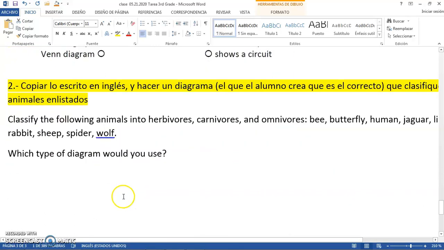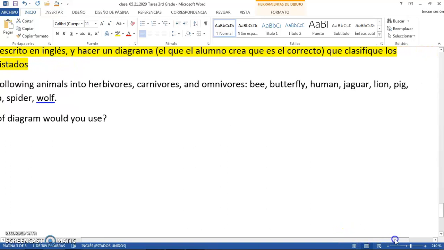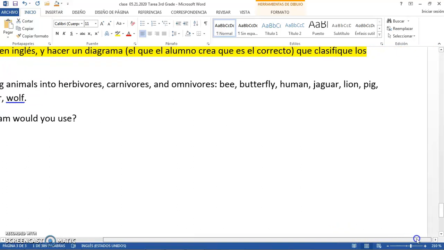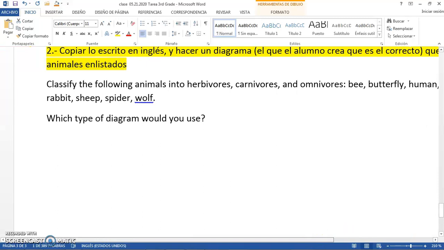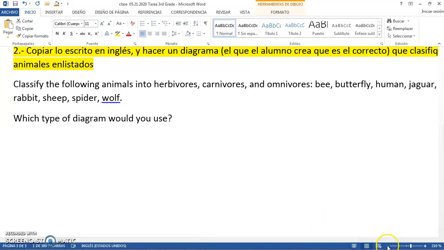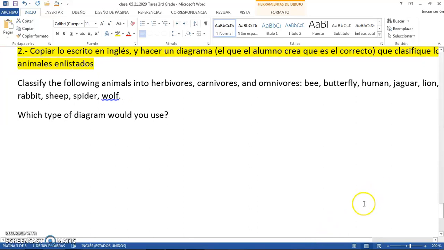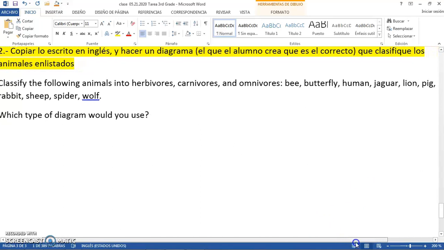Then, do the next. Classify the following animals into herbivores, carnivores, or omnivores. You have here bee, butterfly, the human, the jaguar, lion, pig, rabbit, sheep, spider, wolf. And which type of diagram will you use? Okay? Because you're going to do this classification. So I'm going to pause this and please copy the animals so you can make your own chart, your own diagram, which one you're going to use.